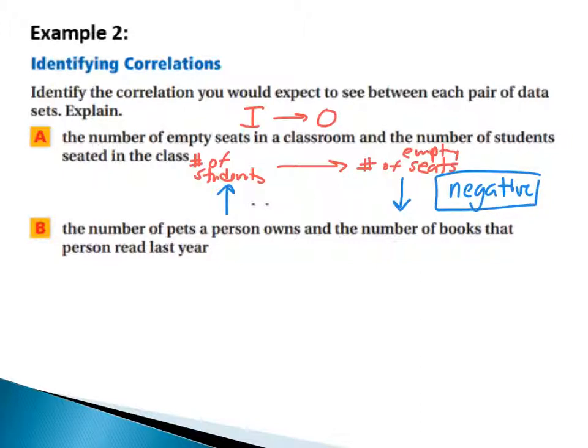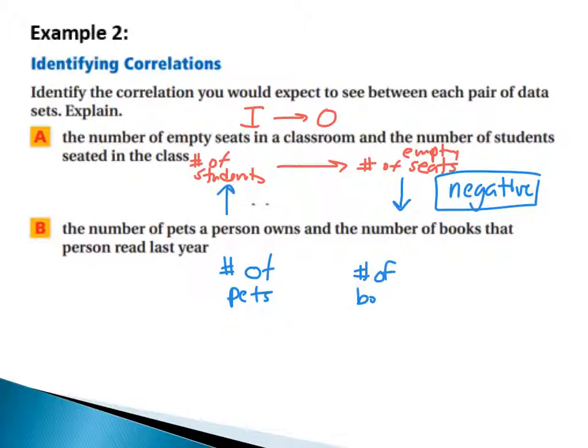All right, next example, we have the number of pets a person owns and the number of books that a person read last year. Okay, so the number of pets a person owns, let's see, I own one doggie, she's adorable, and the number of books that a person read last year, let's see, I read one book. Well, that makes sense, right? The number of pets and the number of books.